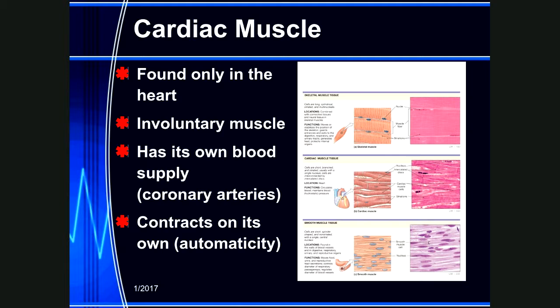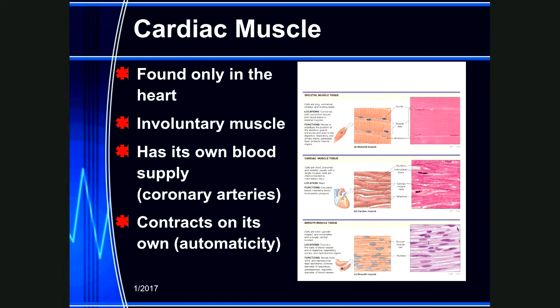Then we have our cardiac muscle. Cardiac muscle is only found in the heart, and it is a special form of smooth muscle. It's a specialized form of an involuntary muscle. It's extremely sensitive to hypoxia, meaning decreased oxygen supply, and can only tolerate a very short period of interrupted blood flow, because it has its own blood supply through the coronary arteries.